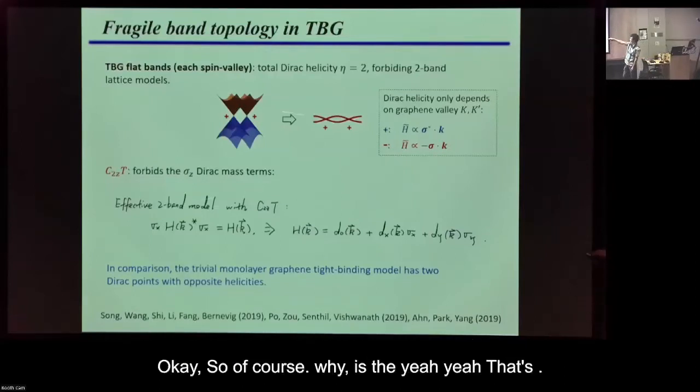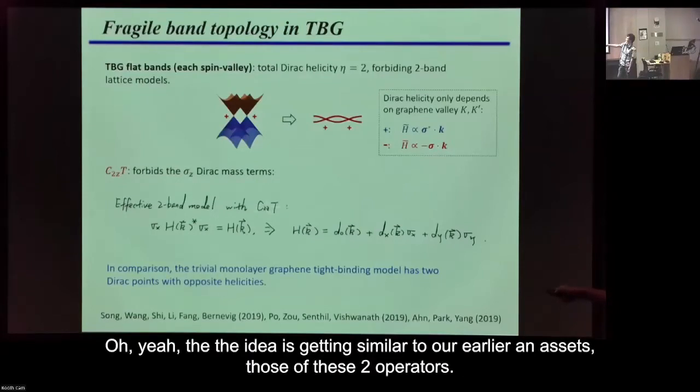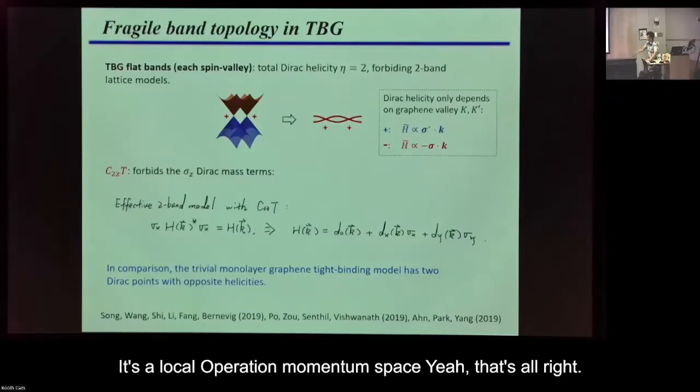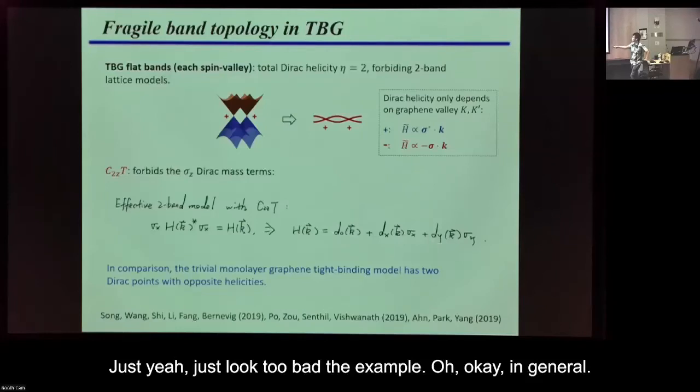Okay, so first, why is the Dirac point robust? This requires the protection of the C2zT symmetry. The idea is similar to our earlier analysis: if the Hamiltonian has a C2zT symmetry, C2zT actually keeps momentum invariant because both of these two operators preserve the momentum. So it's a local operation in momentum space, and it gives you this constraint here. And similarly, you can just do a two-band example, assuming your Hamiltonian has two bands, it's a 2x2 matrix, then in general this is the allowed component under this condition.